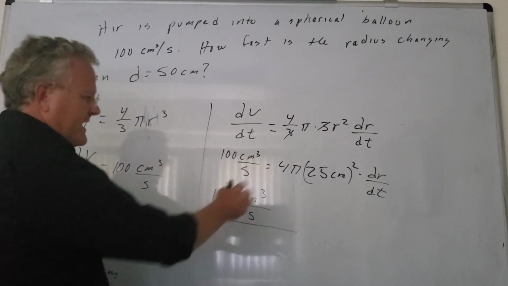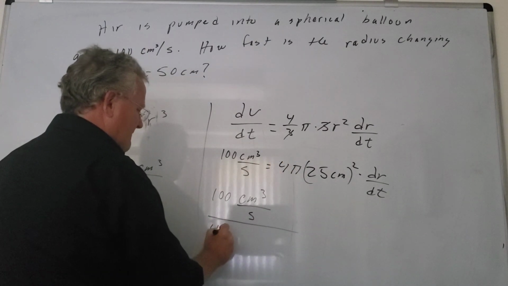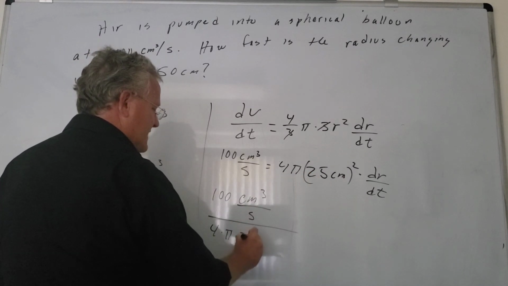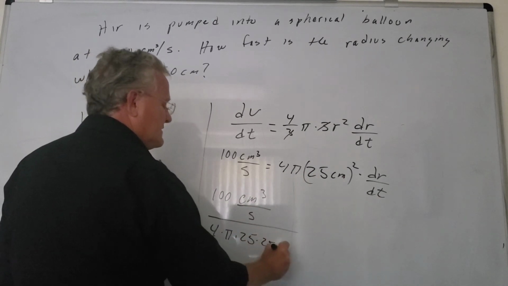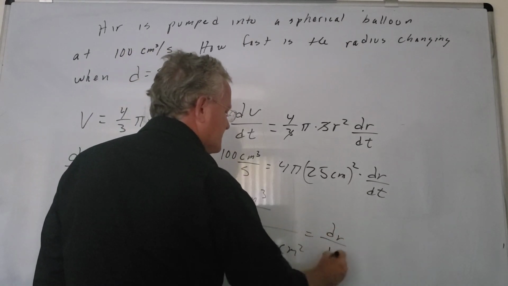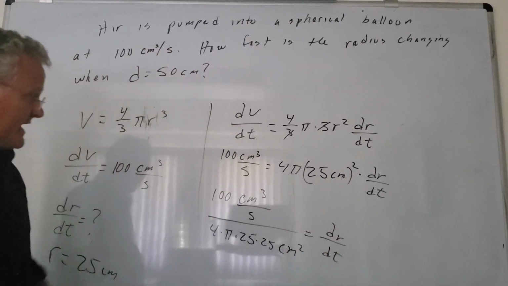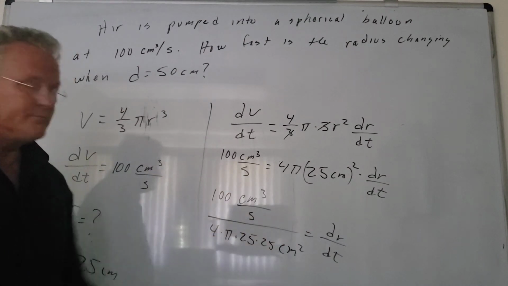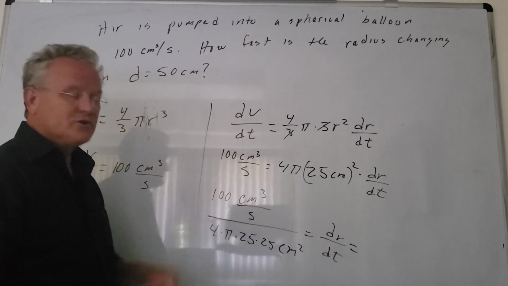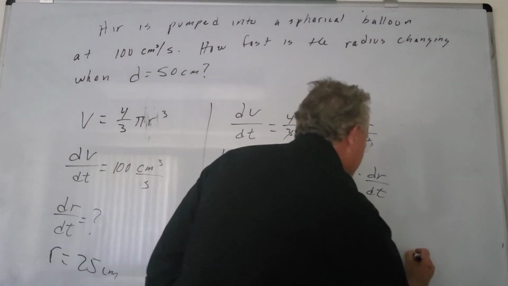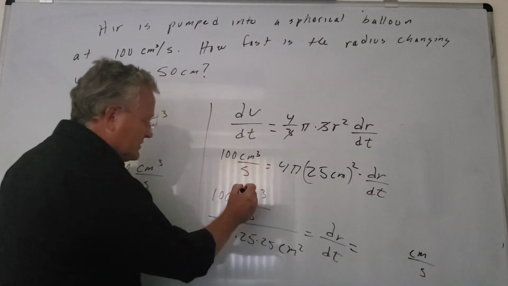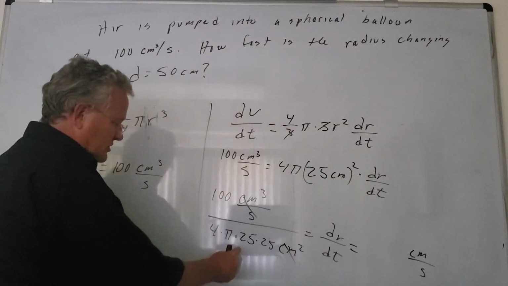and we're dividing that. I'm going to leave this in factored form: 4 times pi times 25 times 25 square centimeters. That's what dr/dt is. Now, centimeters cubed over centimeters squared give us units of centimeters per second. So that's how our units cancel.